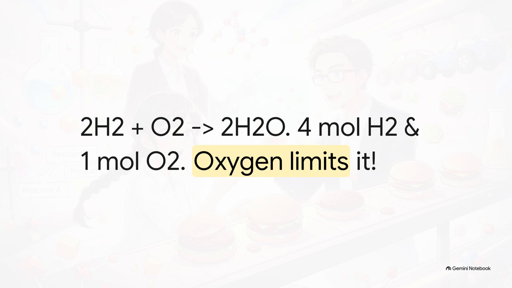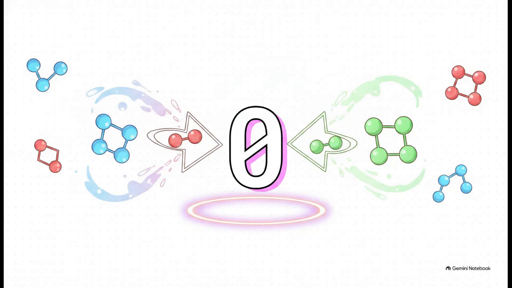That leaves us with a massive 2 moles of unreacted hydrogen just floating around doing nothing. So, the absolutely crucial takeaway here is that when a reaction finally halts, you will always be left with exactly 0 moles of your limiting reactant. 0. It is completely consumed. It acts as the absolute mathematical boundary of your chemical process.